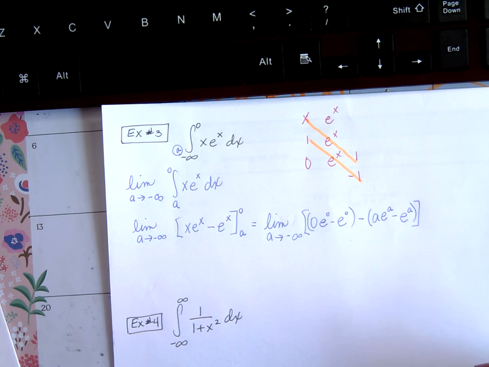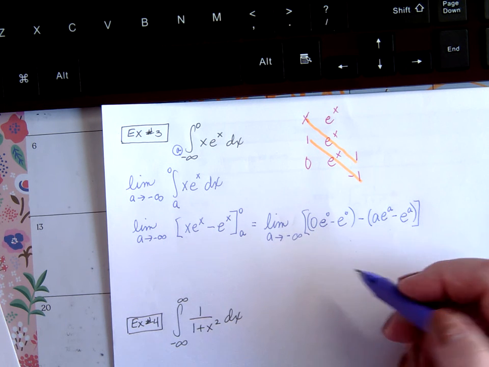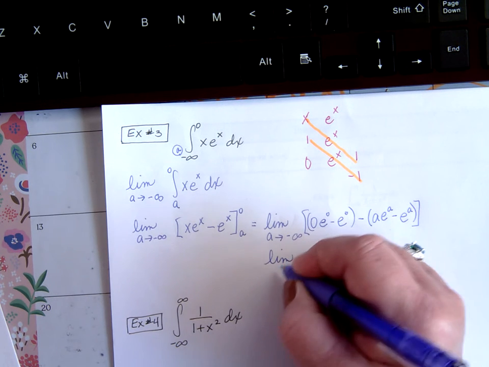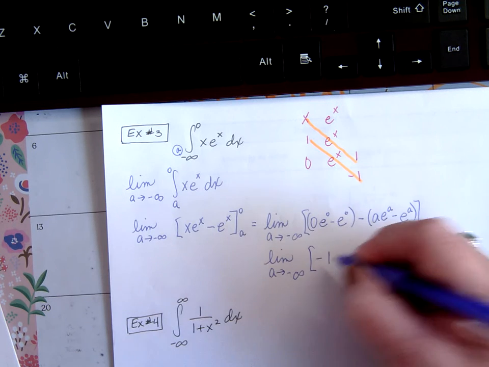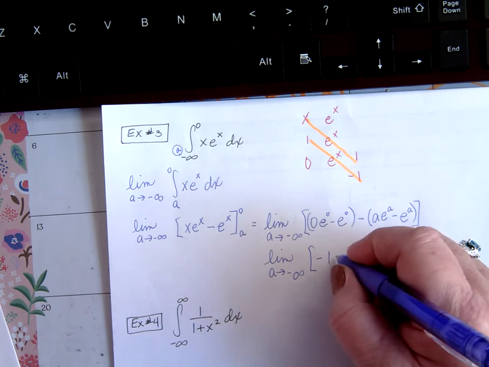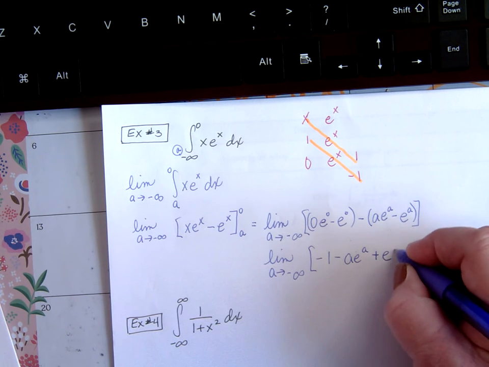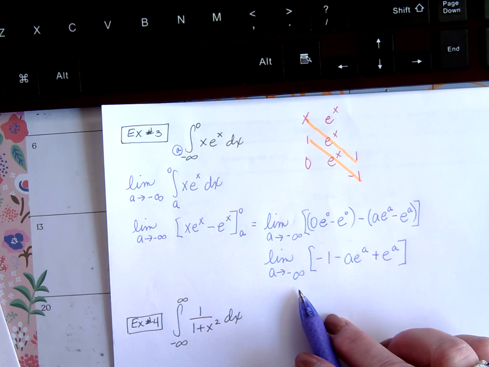Well, if I look at this, I know that obviously this first term zeroes out, right? E to the 0 is 1. So in this first part, if I were to simplify this one more time before I take the limit, I have a negative 1. I have a minus a e to the a. And I have a plus an e to the a. And so now I'm ready to take the limit. Well, putting in an infinity into this is where I'm going to go with it.